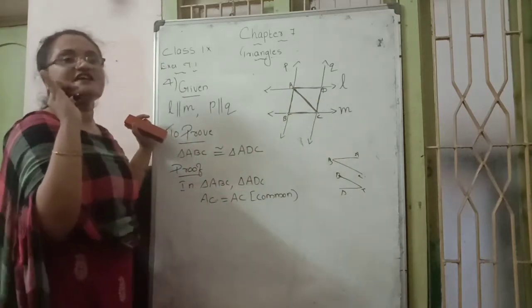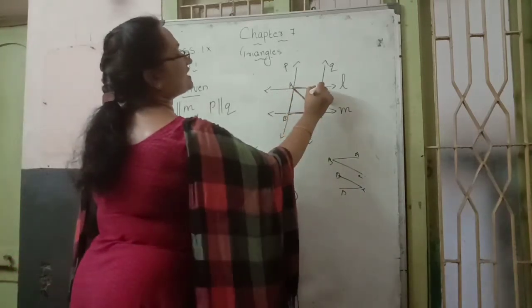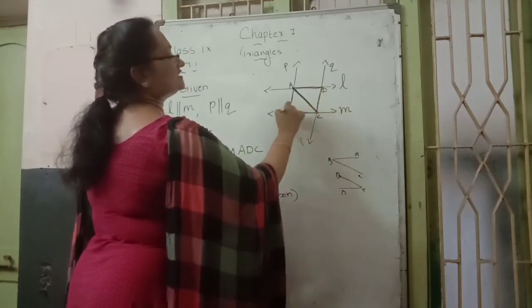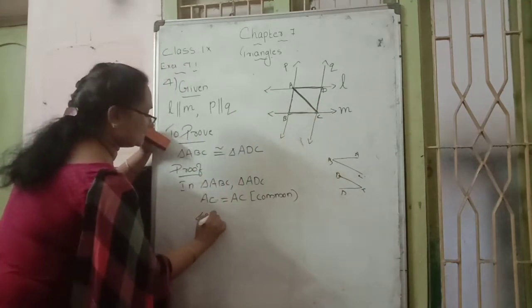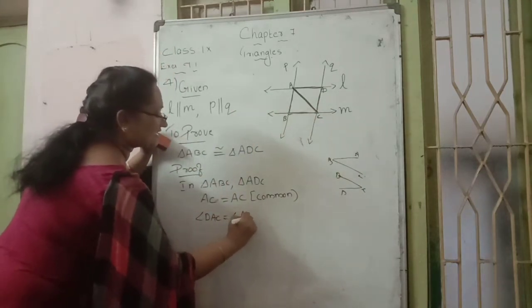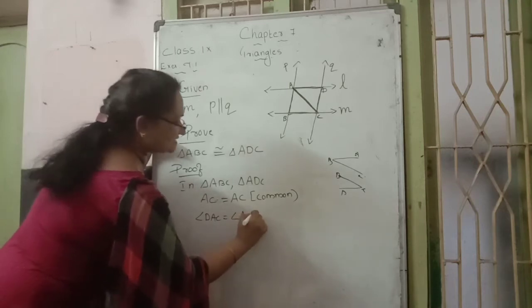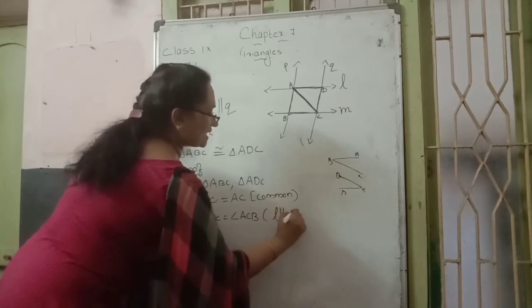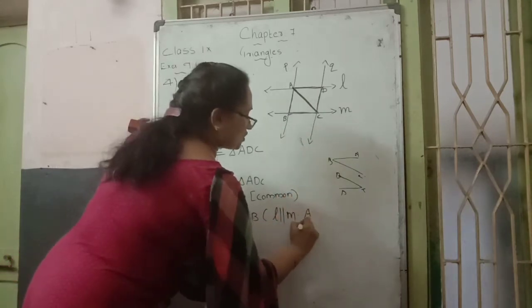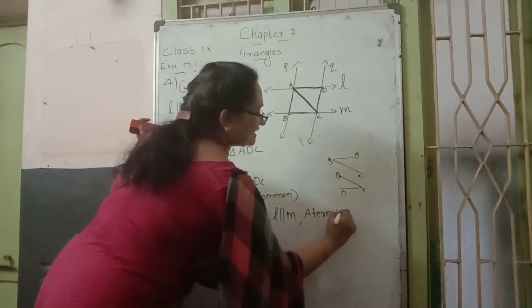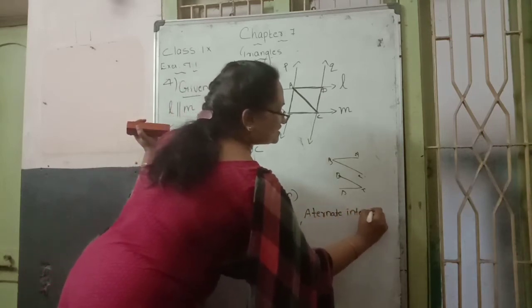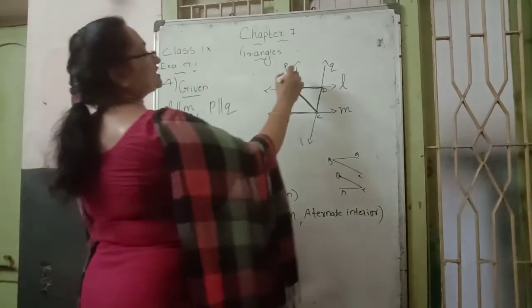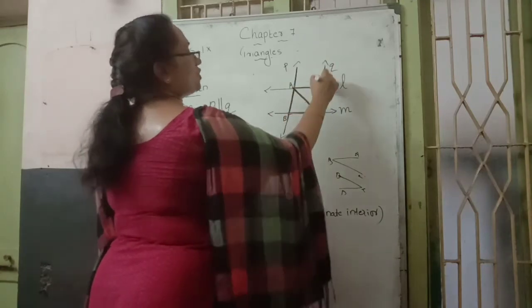So for the second condition, we can write the Z shape in which way? Angle DAC is equal to angle ACB. In this order we read. Reason: L is parallel to M line and they are alternate interior angles. That is the reason. Second condition completed.